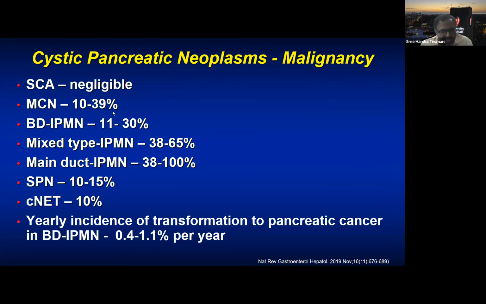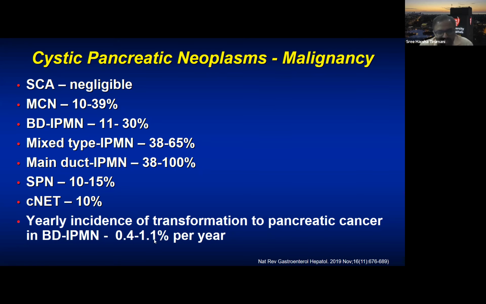Just to briefly recap the malignant potential: the mucinous cystic neoplasms, nearly 40%, branch duct IPMNs, nearly 30%. The mixed and the main duct IPMN are relatively higher, can go up to 100%. And then the SPEN and cystic neuroendocrine tumors, relatively low, but still some potential malignancy. So, as I mentioned before, the most common cystic lesion which we see during practice is the branch duct IPMN. And so the emphasis on these subsequent slides will be mainly on that.